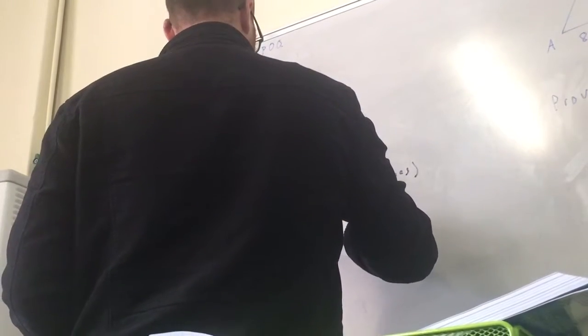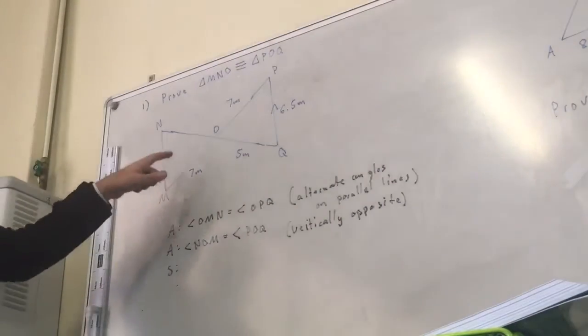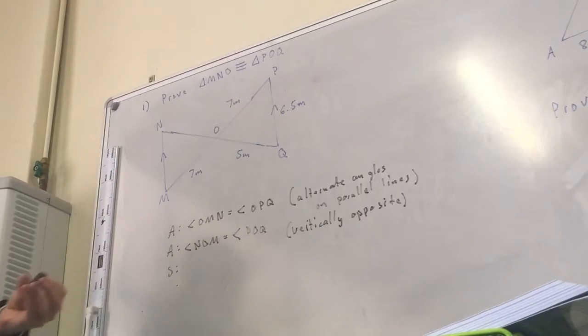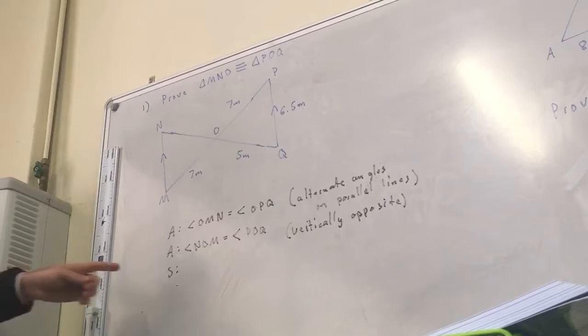You could also have used, we could have also proved that these angles were equal as well for the same reason as this alternate. So you actually could have used any of the angles. Again, there's not just one right answer for this. Vertically opposite, and then the side.